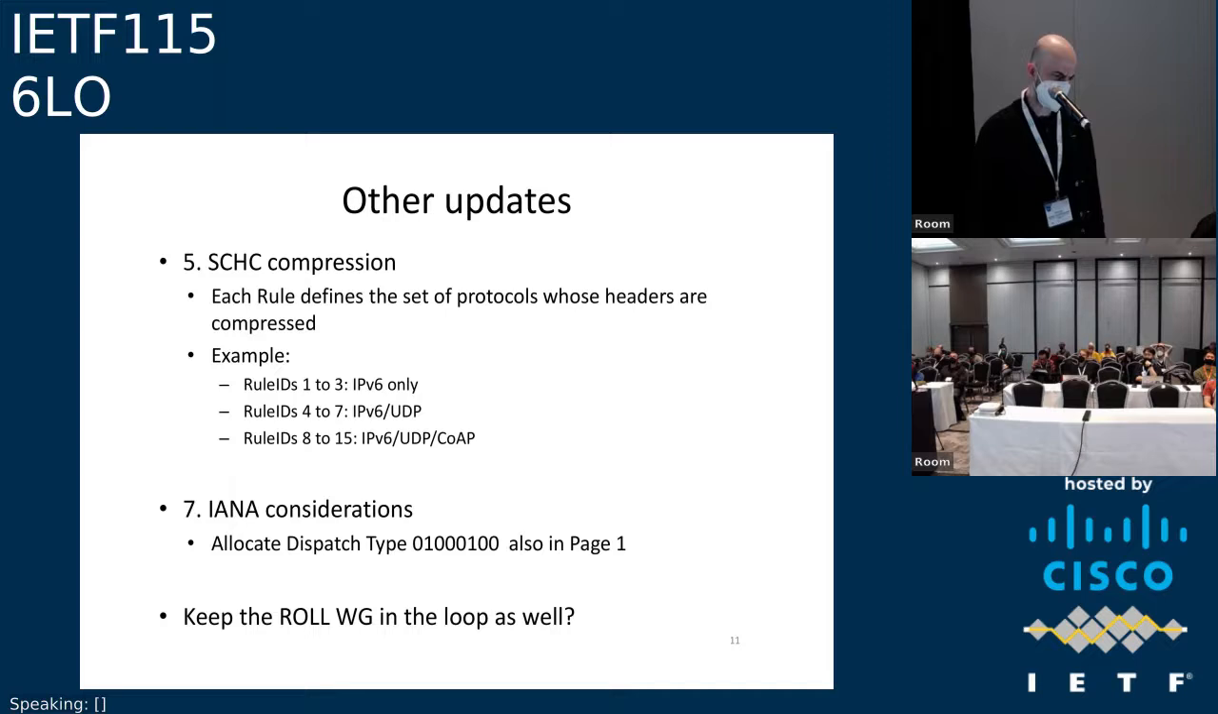So there are a few other updates. In section 5, which is about SHIC compression of IPv6 UDP CoAP headers, we've now added that each rule defines the set of protocols whose headers are being compressed or decompressed. For example, in some deployment, one could decide to assign rule IDs 1 to 3 to compress the IPv6 header only, rule IDs 4 to 7 to compress IPv6 UDP, and rule IDs 8 to 15 to compress IPv6 UDP CoAP. We have also updated the IANA considerations because, as mentioned before, we need to request the allocation of a dispatch type for SHIC, but not only in page 0, also in page 1.